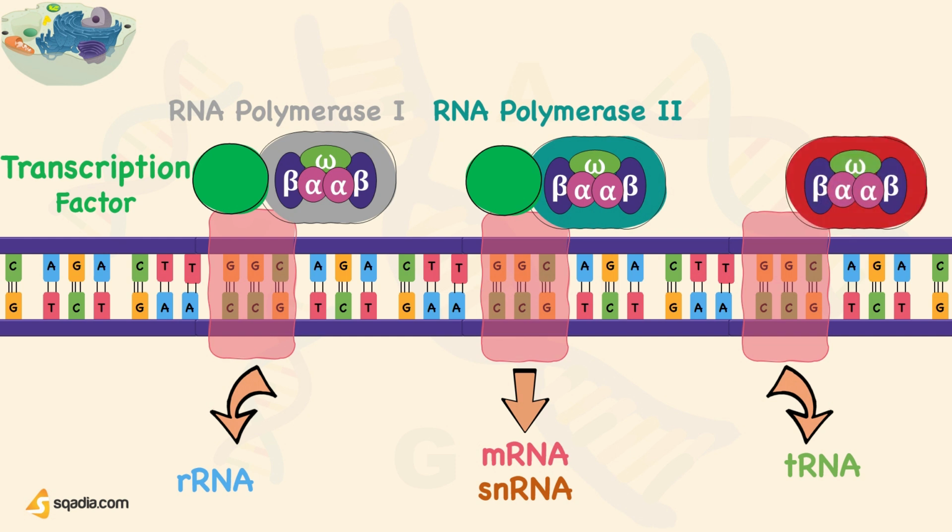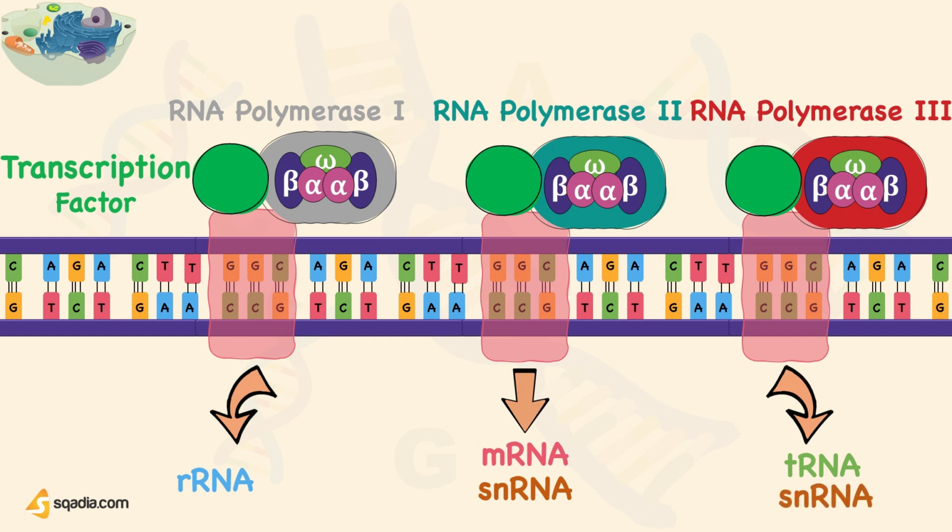Now let us move toward the third promoter. When it binds to our third RNA polymerase, which we also name as RNA polymerase 3, then it will bind again with the transcription factors and will make transfer RNA. Get a bit more specific and say that RNA polymerase III also gives rise to small nuclear RNA, which also gives rise to a process of splicing.